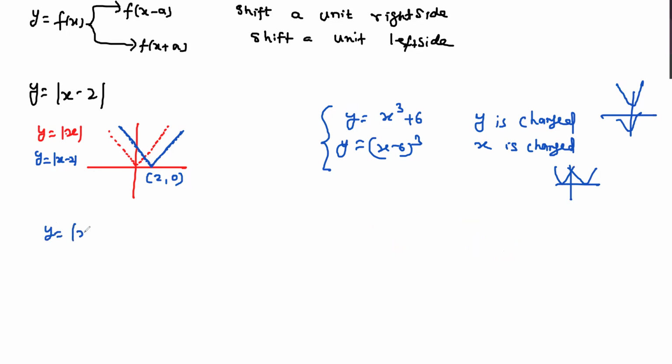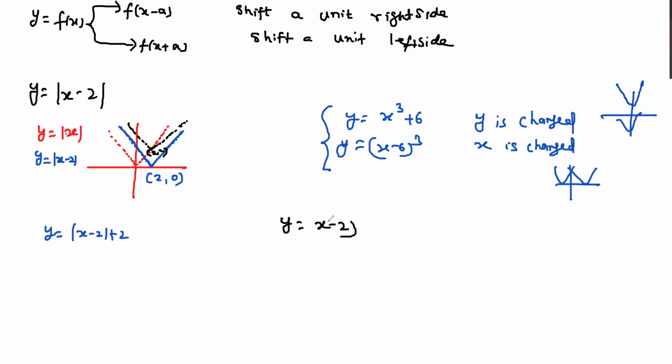If I ask you what is the graph of x minus 2 plus 2, then this blue color graph will shift 2 unit upside. This is 2 comma 2. Understood?